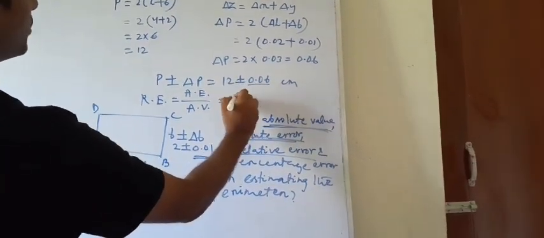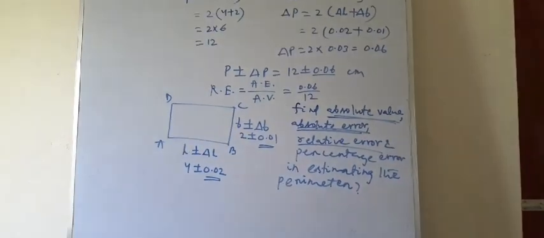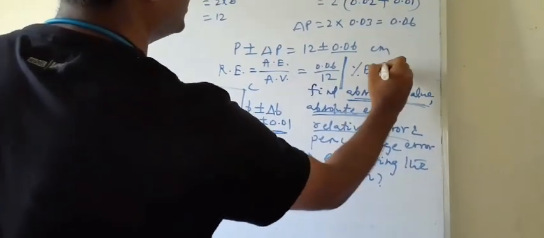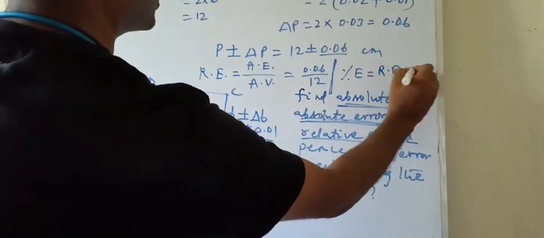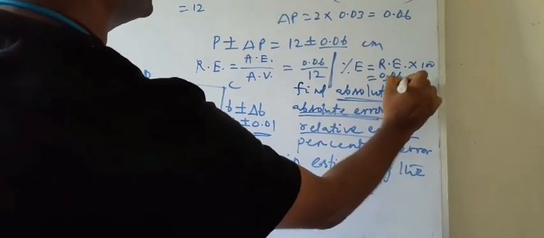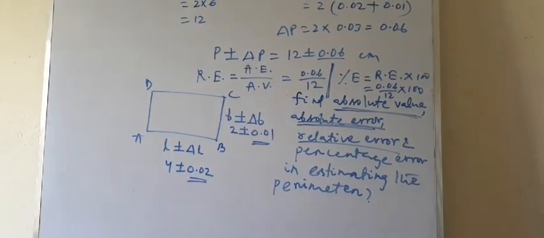So absolute error is 0.06 divided by absolute value 12. This is my relative error. And what is my percentage error? Percentage error will be relative error into 100. So my relative error is 0.06 by 12 into 100. You can calculate and easily find it out.